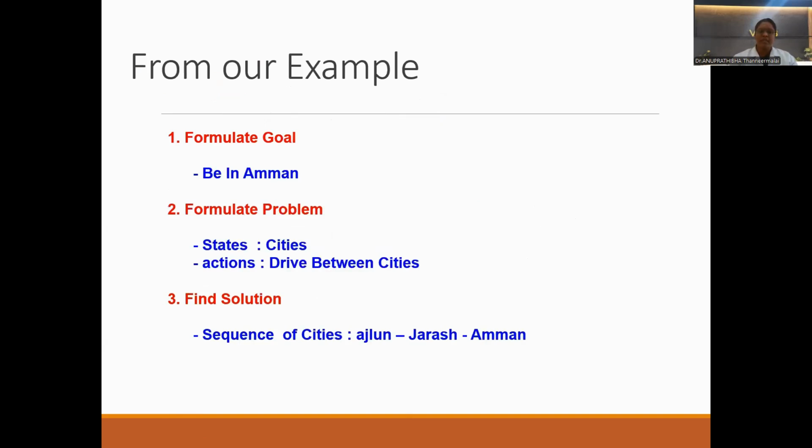From our example, we can formulate: we are in Amman, and the formulation of the problem is cities and driving between cities. How many cities are you going to move through? And then finally, you will reach Zarqa city. That is the solution. That is, you have to reach the destination point with the lowest path cost.